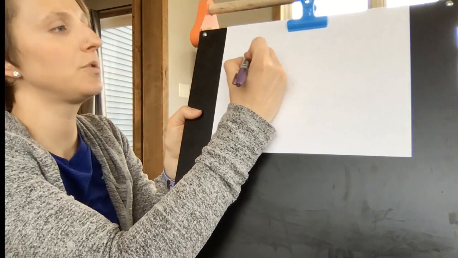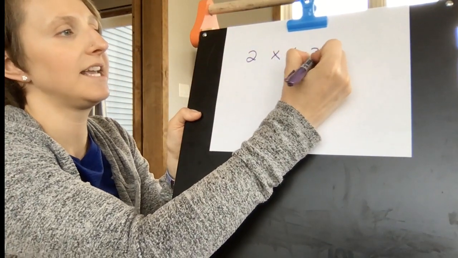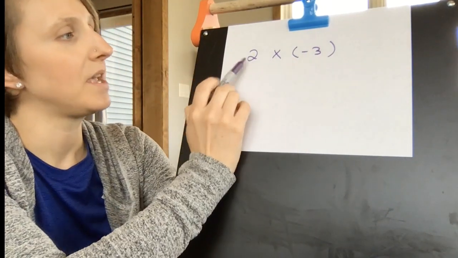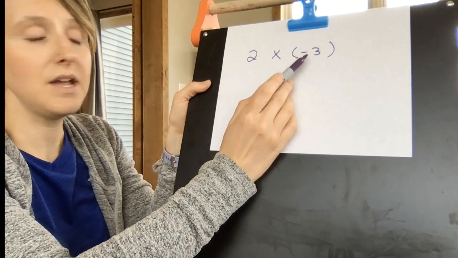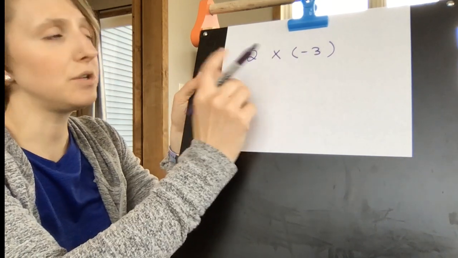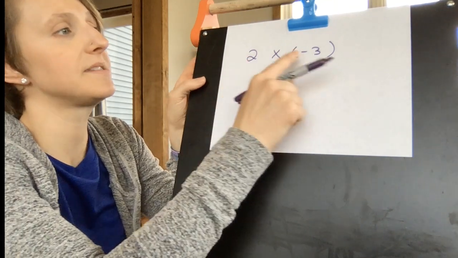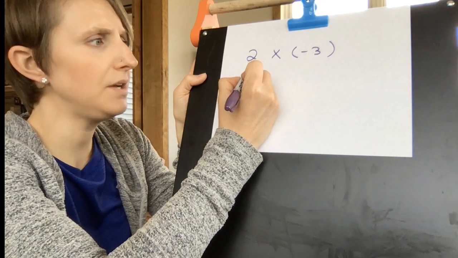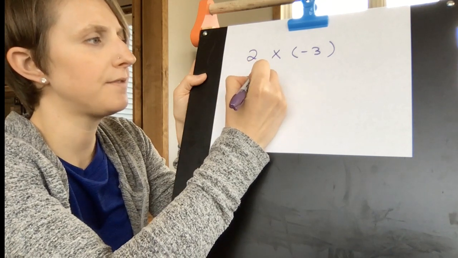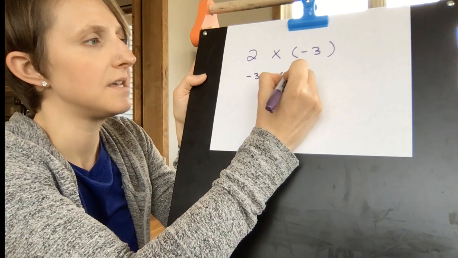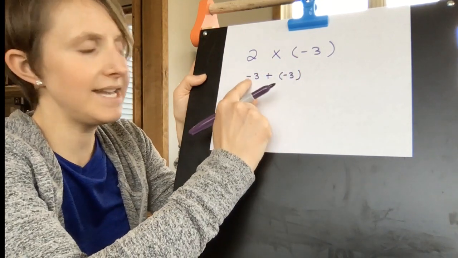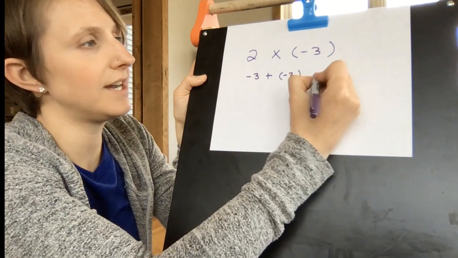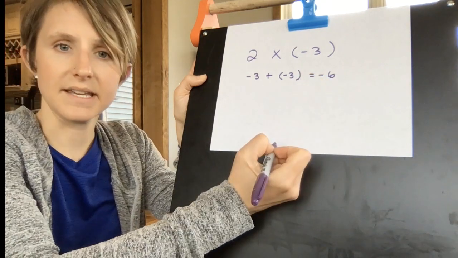The very first problem in your notes is 2 times a negative 3. And remember that the parenthesis is there just to isolate that negative sign. So 2 groups of negative 3, or take away 3 groups of 2. Let's start with the first one, 2 groups of negative 3. If I have 2 groups of negative 3, it would look like this: negative 3 plus negative 3. You're at negative 3. Turn and face the negative. Take 3 steps further in the negative direction. You're going to be at negative 6.